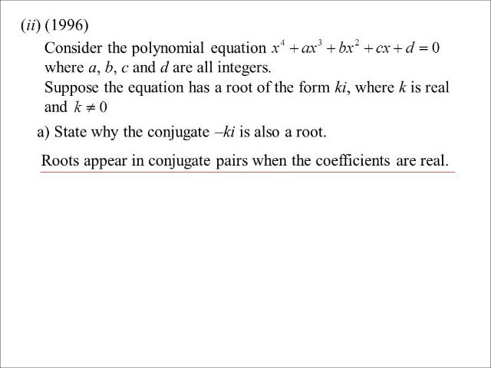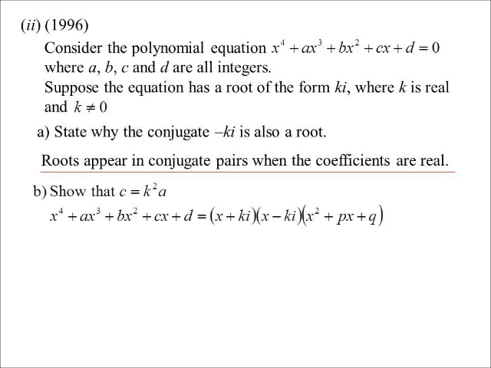See, they've told us A, B, C, and D are all integers, so we know the coefficients are real. Solutions will appear in conjugate pairs. So if ki is a solution, so is minus ki. So that's all they're really looking for there. So something like that. Roots appear in conjugate pairs when the coefficients are real. Now we're going to show that C is equal to K squared A.